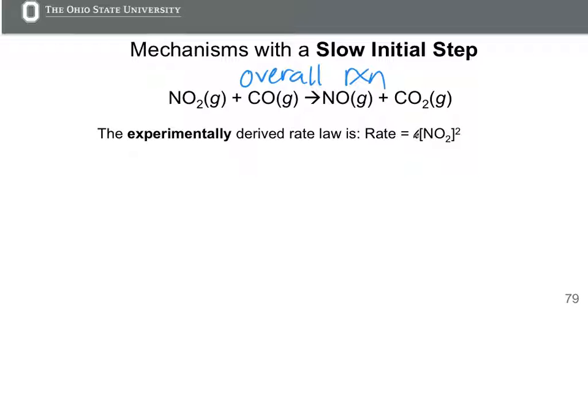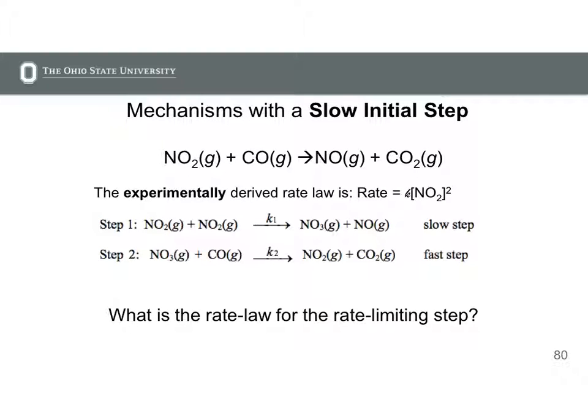And experimentally, we determined that the rate law is this: rate equals k times [NO2] squared. So we know this isn't an elementary reaction, because if it was, the rate law would be derived from the equation, but it's not. Sorry, hope that wasn't too confusing. Are we good? Okay. So this is our experimental rate law, rate equals k times [NO2] squared, and the proposed mechanism is a two-step process.